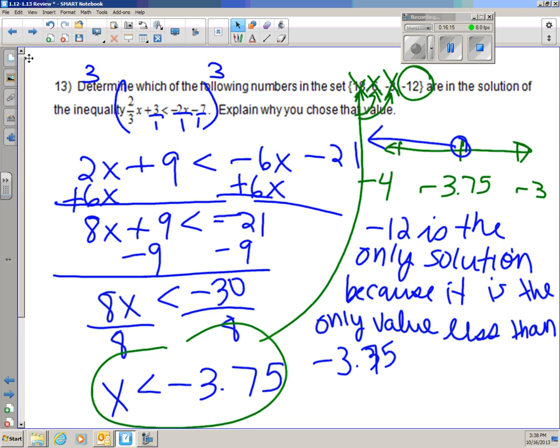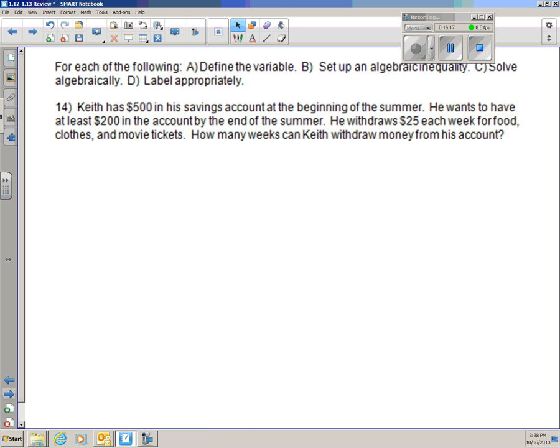All right, let's look at the word problems. For each of the following, define the variable, set up the algebraic inequality, solve it algebraically, and label it appropriately. Keith has $500 in his savings account at the beginning of the summer. He wants to have at least $200 in his account by the end of the summer. He takes out $25 each week for food, clothes, and movies. How many weeks can he withdraw money from his account so that he has at least $200 in there by the end of the summer?